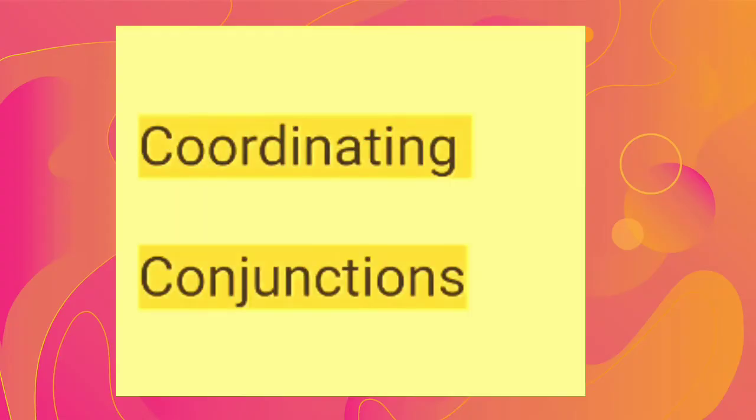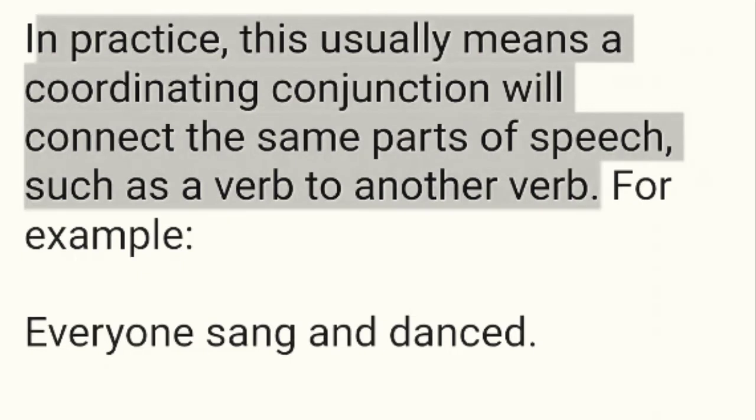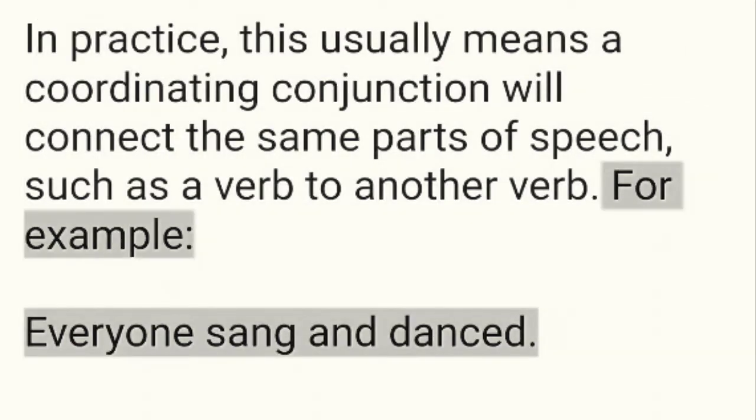Types of conjunctions. Coordinating conjunctions. A coordinating conjunction is a conjunction that connects two or more equal grammatical elements. In practice, this usually means a coordinating conjunction will connect the same parts of speech, such as a verb to another verb. For example, everyone sang and danced.